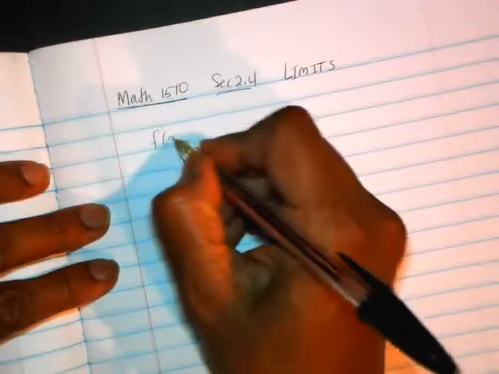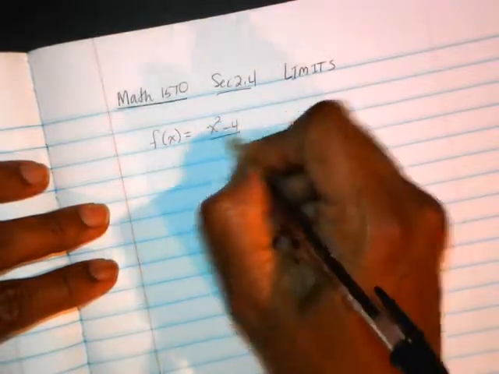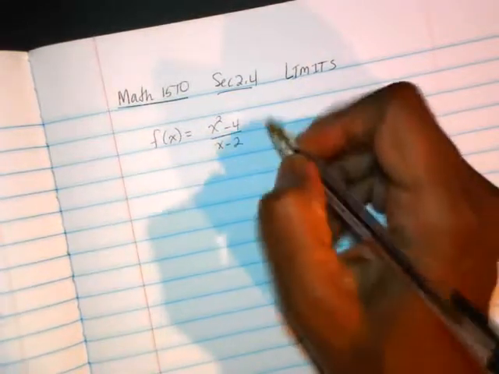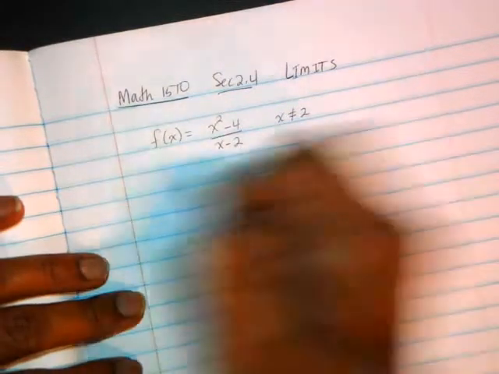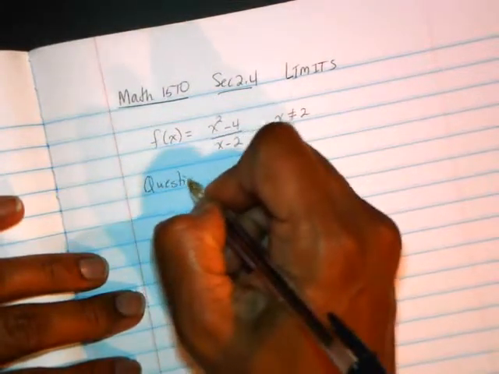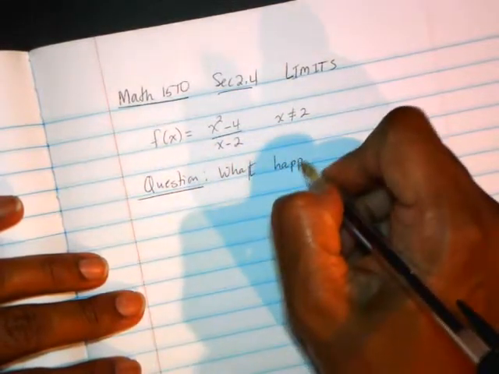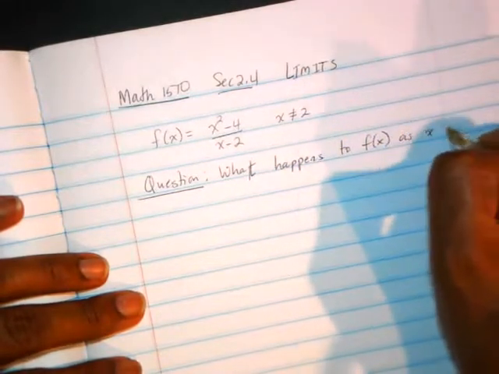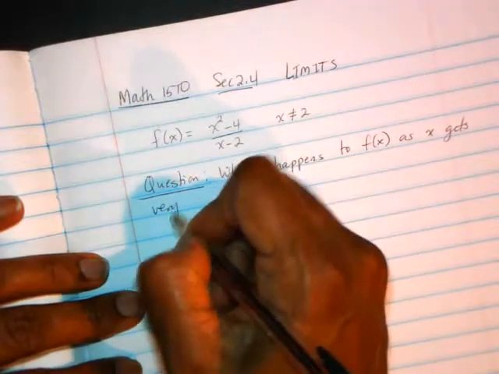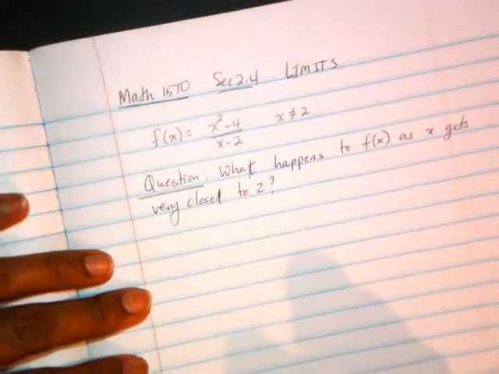So to understand this, we're going to start off with a function, f of x. Let's suppose f of x is equal to x squared minus 4 divided by x minus 2. Now, as you may recall, there's a domain issue here. X cannot be equal to 2. But the question here is, we know that x can't be 2, but what happens to f of x as x gets very close to 2? So that's the question we want to answer.